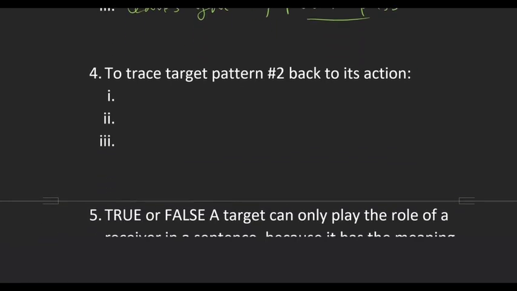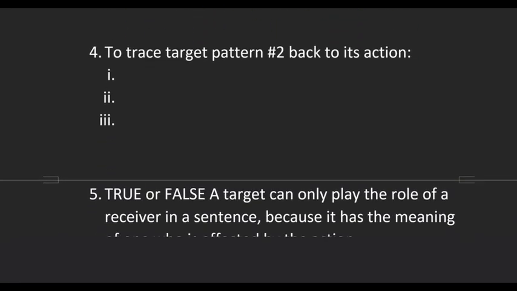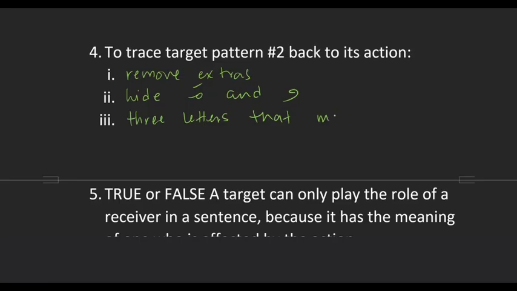Okay, what about pattern number 2? How do we trace that back to its action? So first step is always hide the extras. Right, to hide the extras. And then second step? Hide the ma and the wow. Hide the ma and the wow. So basically whatever makes it a target. Yeah, the two things that make it a target. And what does that leave you with? The leftover letters leave you with the past tense of the action. The 3 letters that make up the past tense. Good.